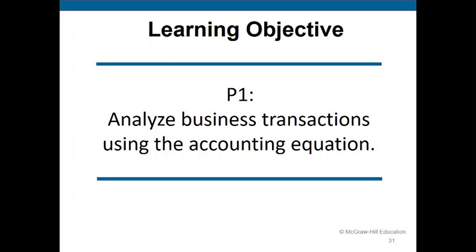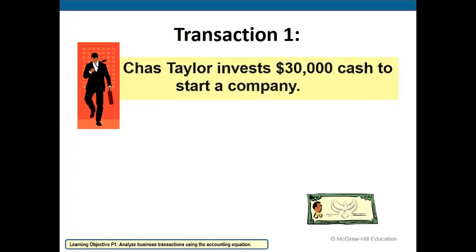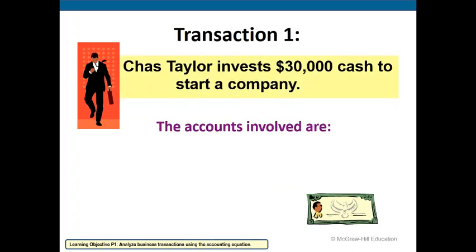All right, let's analyze some business transactions using the accounting equation. So transaction 1, this guy Chaz, or I think that's Charles Taylor, invests $30,000 cash to start a company. What accounts are involved? Remember, accounts make up assets, liabilities, and owner's equity. Put another way, there are different types of accounts that make up assets, different accounts that make up liabilities, different accounts that make up owner's equity.